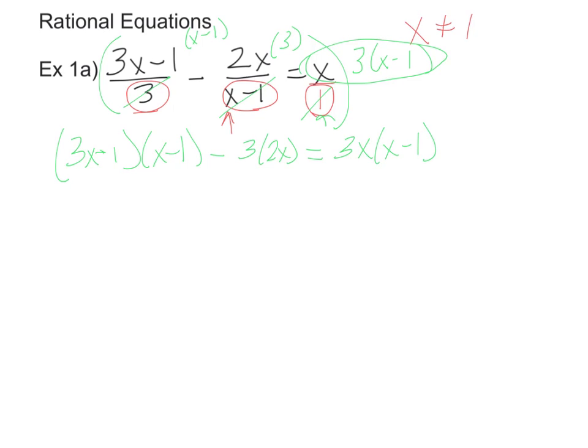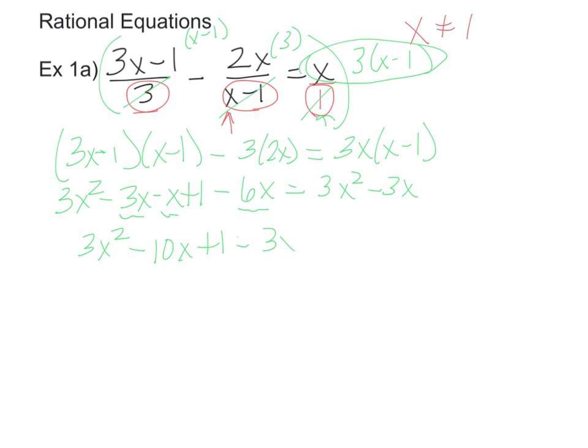If I FOIL out these first two terms, we end up with a 3x squared minus 3x minus x plus 1. Multiply that together, and I get a negative 6x. Distribute that 3x, and we get a 3x squared minus 3x. So you want to combine your like terms on the left so that we can simplify this. So I get a 3x squared minus 10x plus 1 is equal to a 3x squared minus 3x.